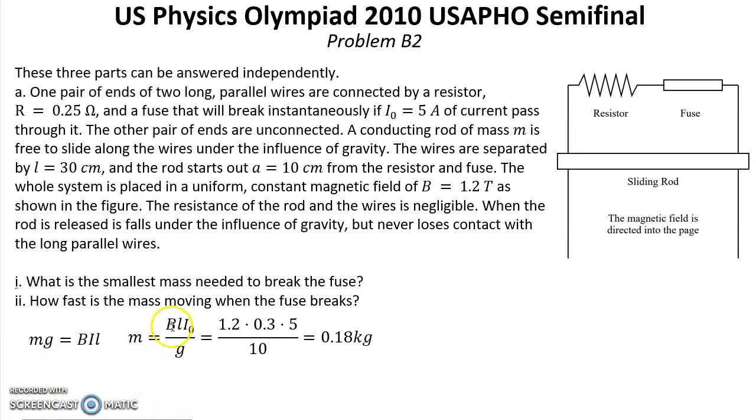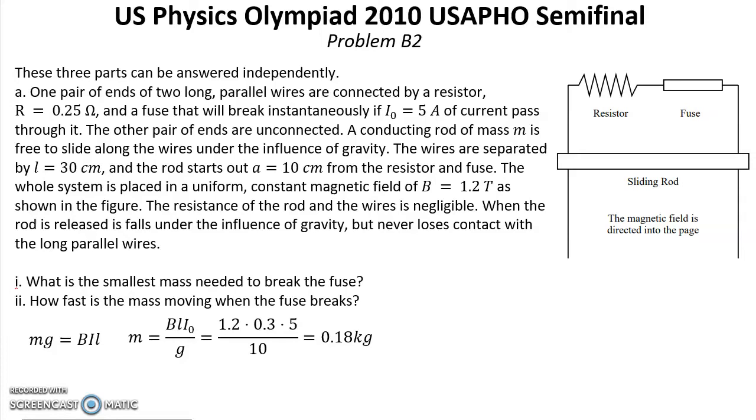So mass equal magnetic field multiplied by length of rod multiplied by maximum current and divided by g, gravity acceleration. So that will be finally 0.18 kilograms. That's the answer for first question in this part. Second question. How fast is the mass moving when the fuse breaks?